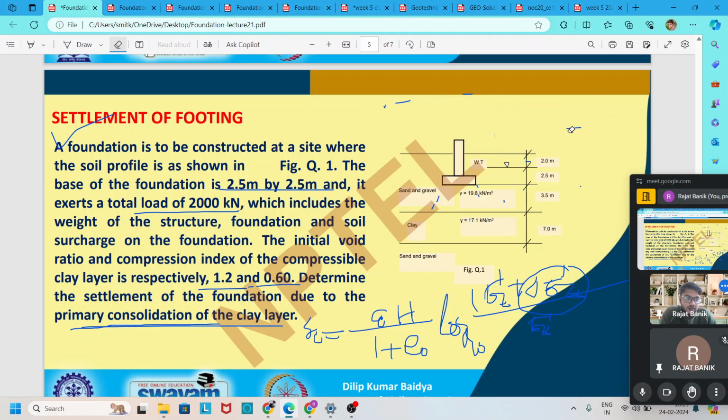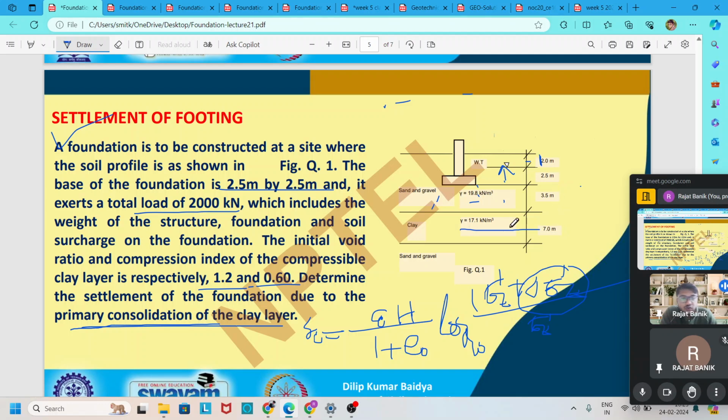Sigma z is 2 into 19.8 because it is above the water table, plus 2.5 plus 3.5 whole into 19.8 minus 9.8 because it is below the water table. So we subtract the unit weight of water, then plus 7 by 2 because we have to find out the stress at the middle layer.